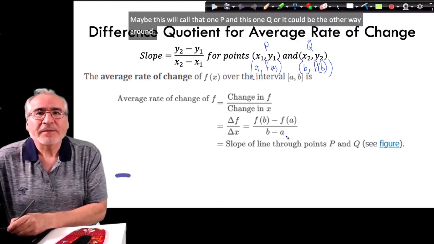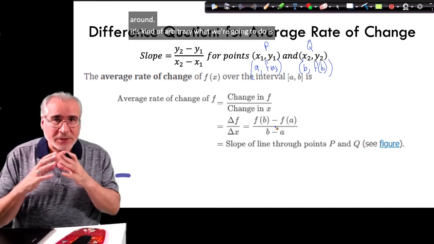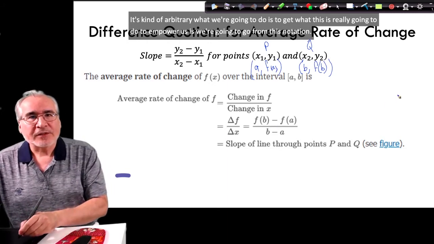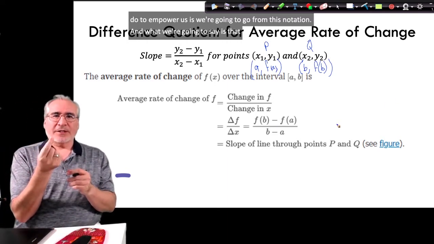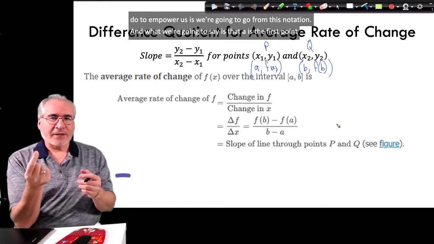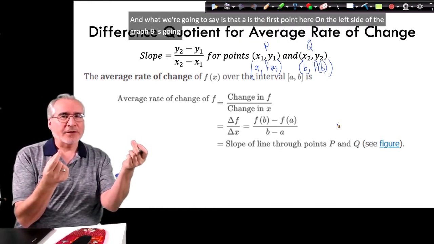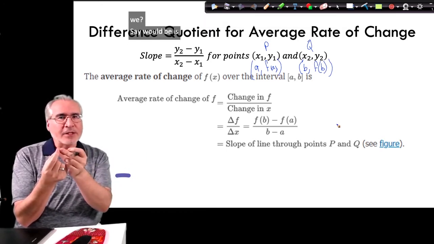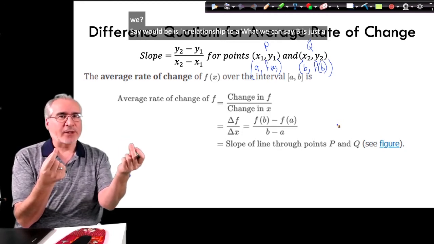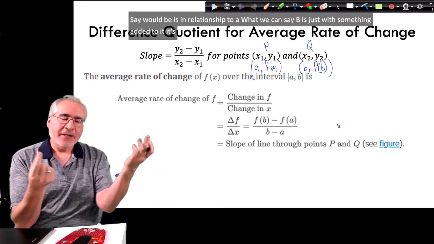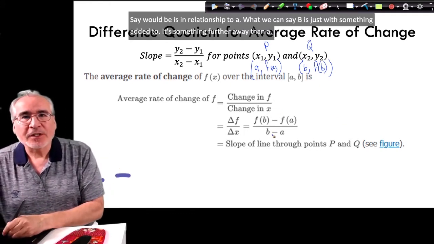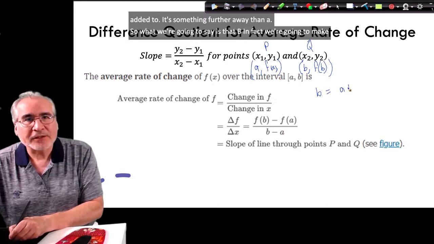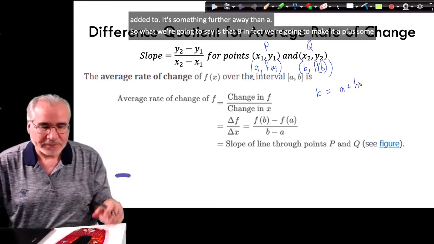It's kind of arbitrary. What this is really going to do to empower us is that we're going to go from this notation. And what we're going to say is that a is the first point here on the left side of the graph. b is going to be some point on the right side of the graph. So how can we say what b is in relationship to a? Well, we can say b is just a with something added to it. It's something further away than a. So what we're going to say is that b, in fact, we're going to make it a plus some distance. We'll just call it h.